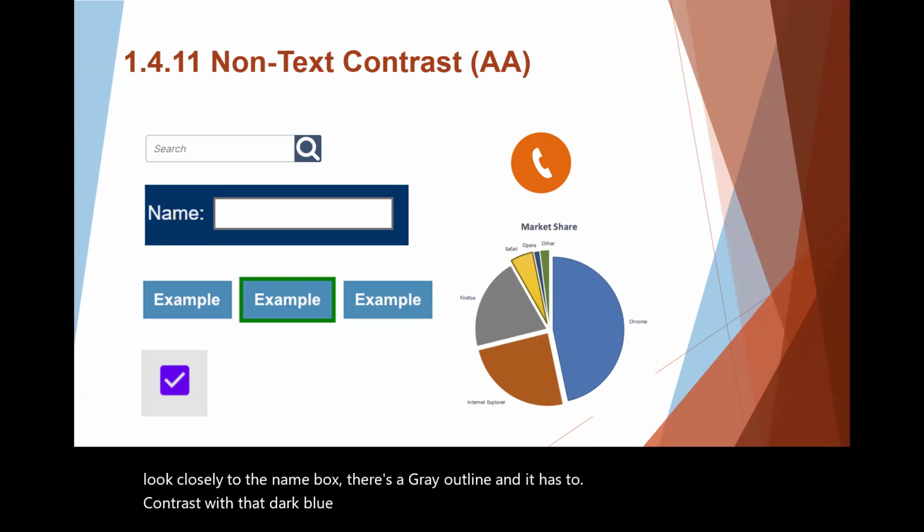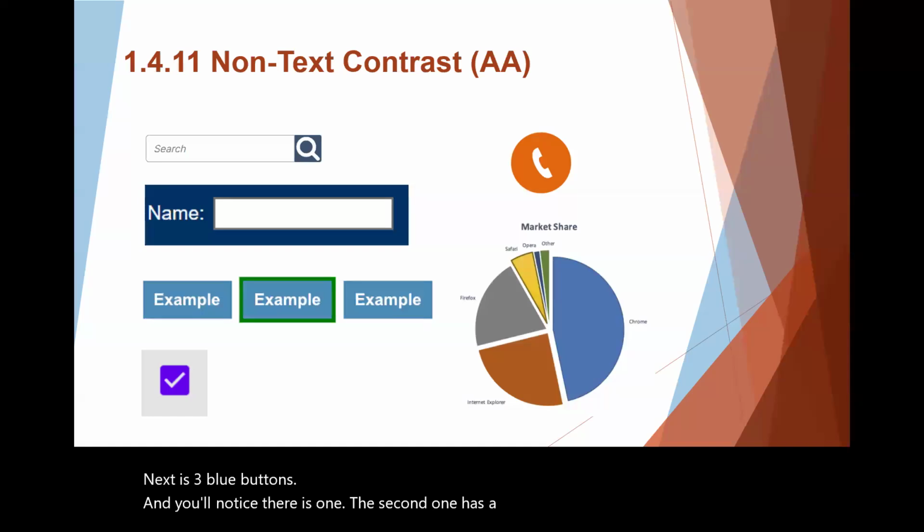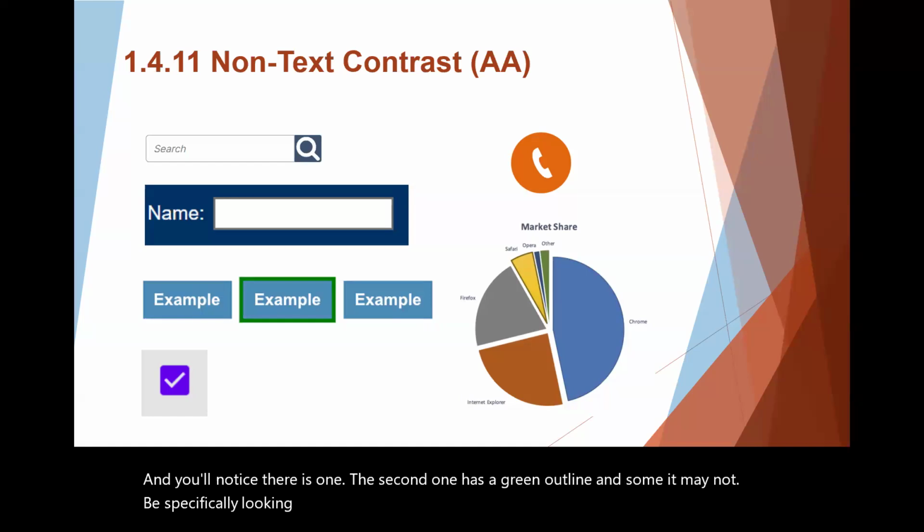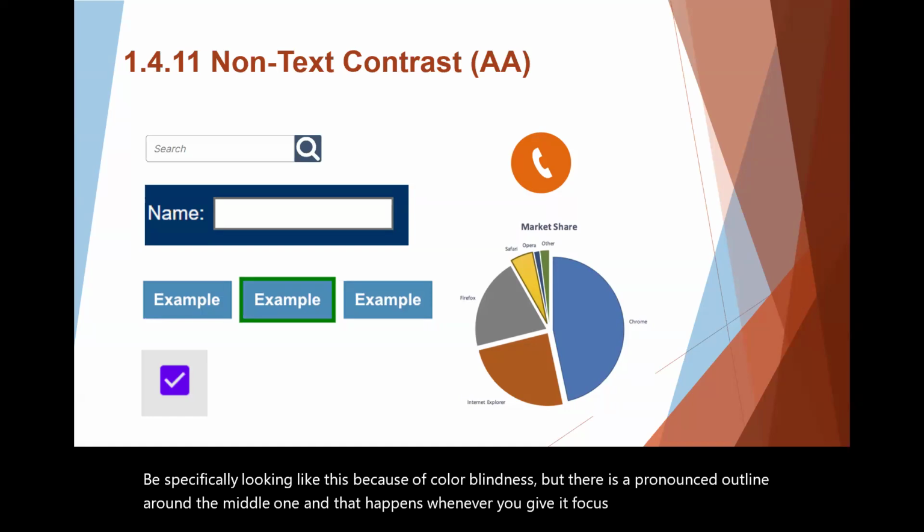So these are just input boxes, so to speak. You have to consider how those are outlined and what they look like whenever you're focusing on them. Next is 3 blue buttons. You'll notice the second one has a green outline. It may not look exactly like this because of color blindness, but there is a pronounced outline around the middle one, and that happens whenever you give it focus or you're keyboard tabbing to it.